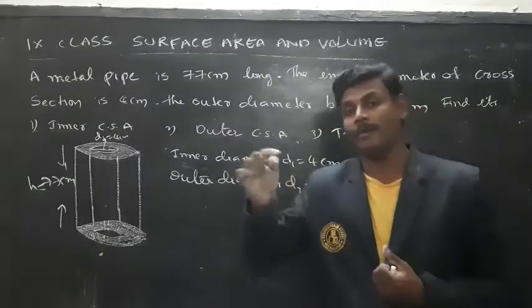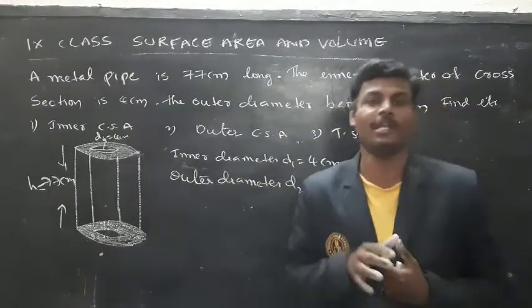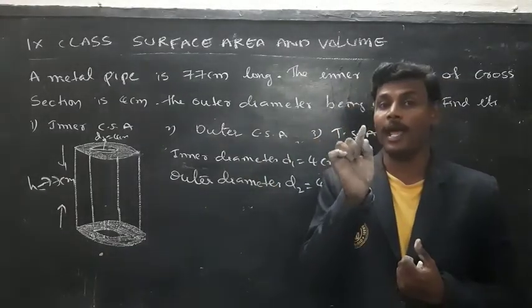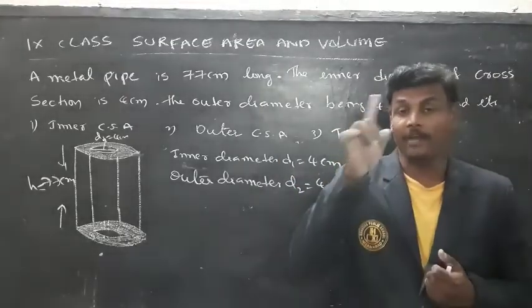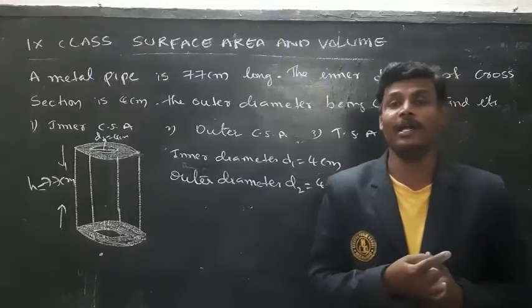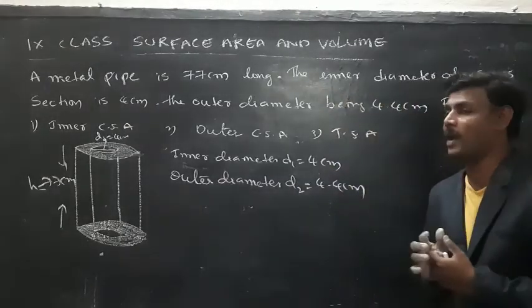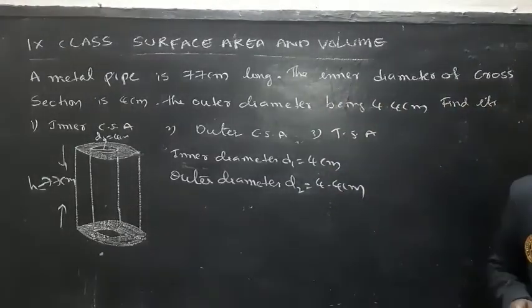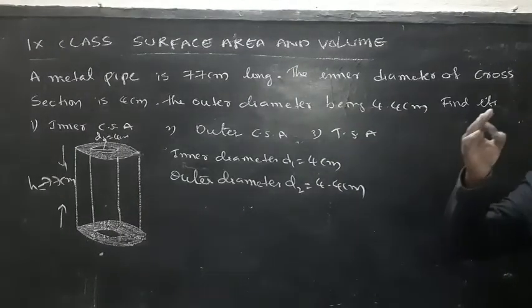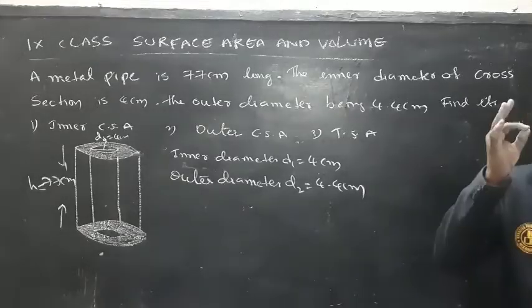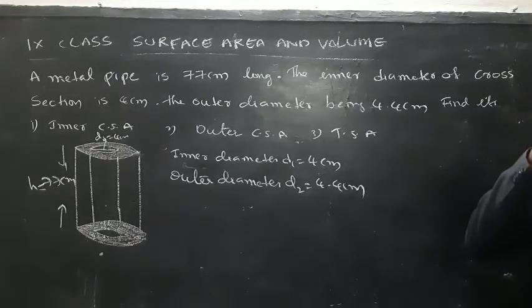Here inner diameter is given and also outer diameter is given. Inner diameter I am taking as D1. D1 is equal to 4 centimeters. And what about the outer diameter? Outer diameter D2 is equal to 4.5 centimeters. You have to find inner curved surface area and also outer curved surface area and also total surface area. These three you have to find.